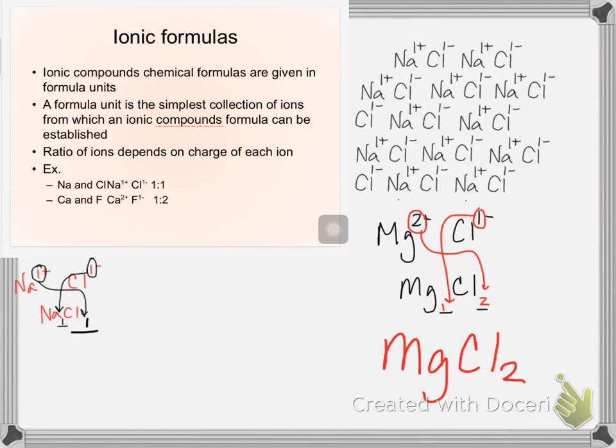It's really important to understand that this is not the same as a molecular formula. We're not saying there's 1 magnesium ion and 2 chloride ions. We're saying that for every 1 magnesium ion, there are 2 chloride. It's a ratio. So it's a little bit different.